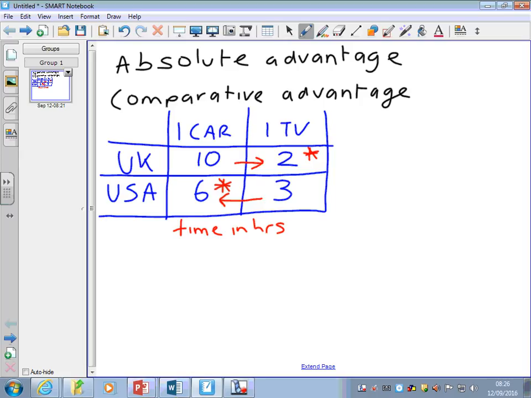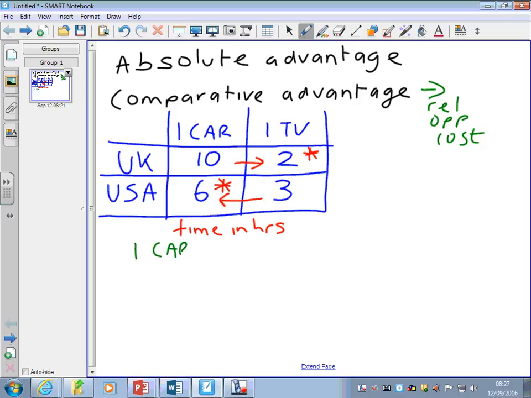Okay, now what we can also look at though is the theory of comparative advantage. And this was invented, or created should I say, by David Ricardo. And his assumption is looking at relative opportunity cost. And the most simple way of looking at this is to think about the numbers that we've got. So let's start off with one car.